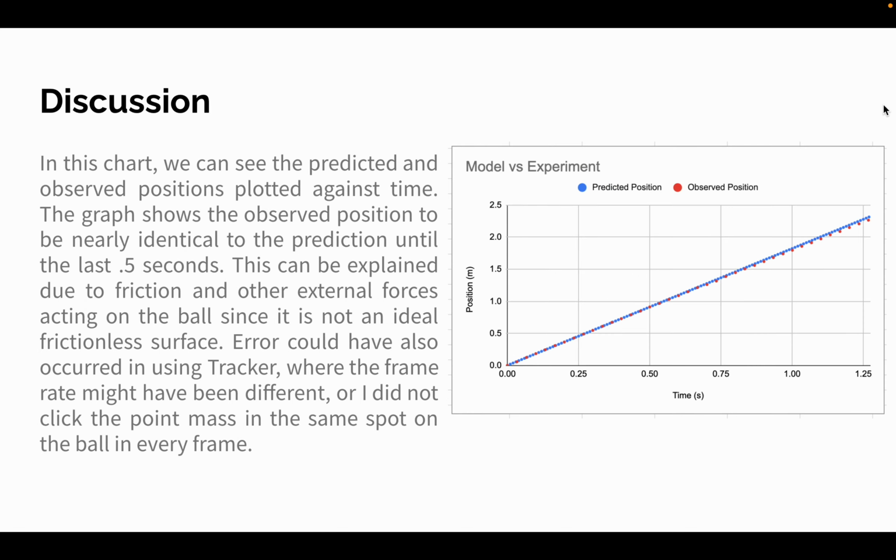Discussion. In this chart, we can see the predicted and observed positions plotted against time. The graph shows the observed position to be nearly identical to the prediction until the last 0.5 seconds. This can be explained due to friction and other external forces acting on the ball, since it is not an ideal frictionless surface. Error could have also occurred in using Tracker, where the frame rate might have been different, or I did not click the point mass in the same spot on the ball in every frame.